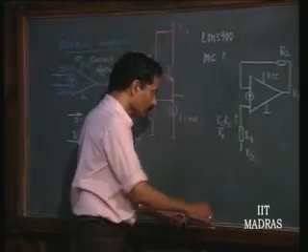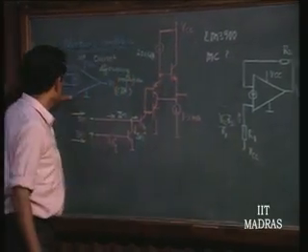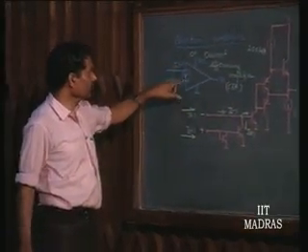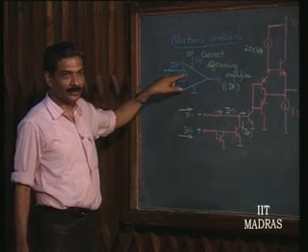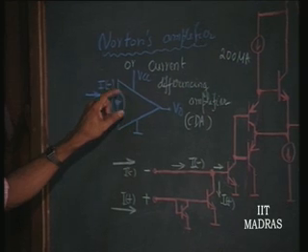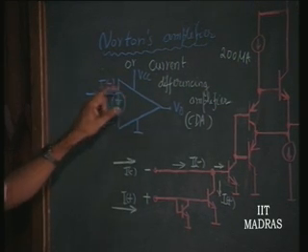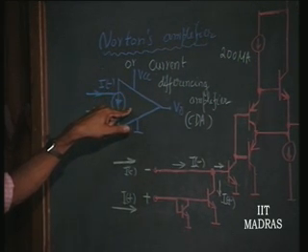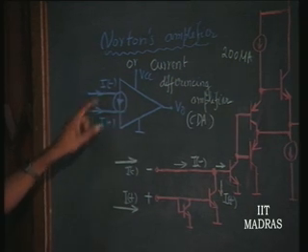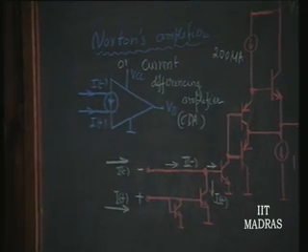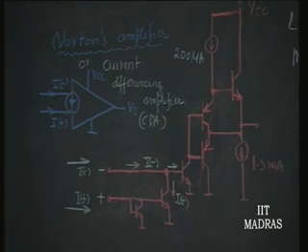So, the symbol for the Norton's amplifier is like this. This is indicating that it is a current source kind of thing, right. So, it is the current difference which is fed as the input, the current difference between these two input currents.